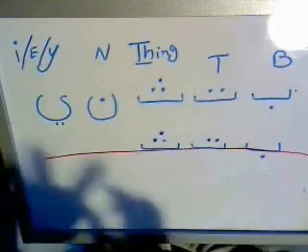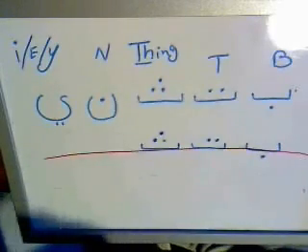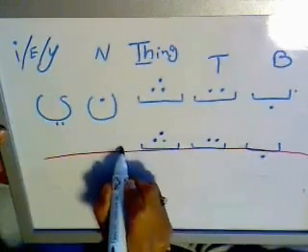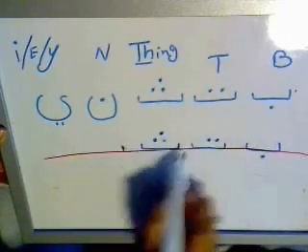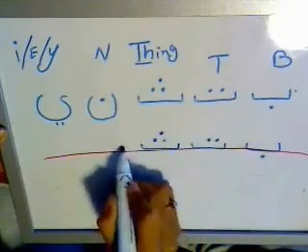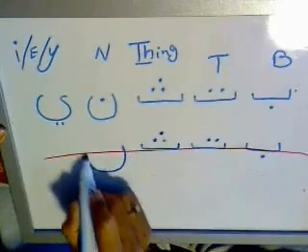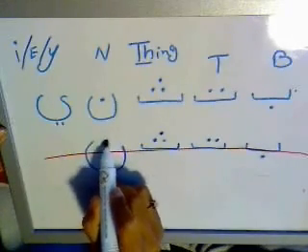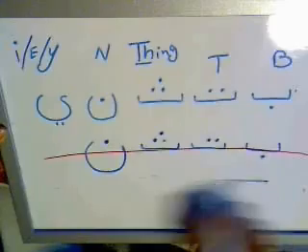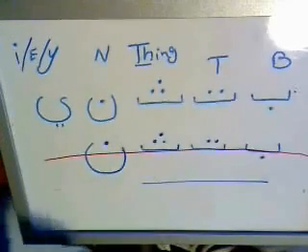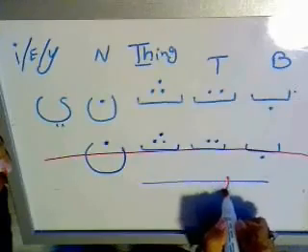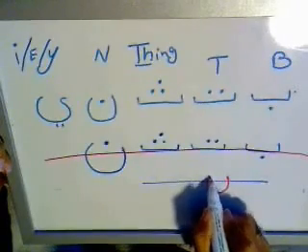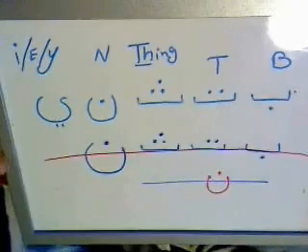Okay, so let's continue with the noon. The noon is very easy. It begins the same as all the others, but instead of going with the line, it goes round underneath the line, and then I have to put a dot on top. So this is the line. I begin on top of the line, I go down, but I have to return on top, and then I put the dot. It's very easy.